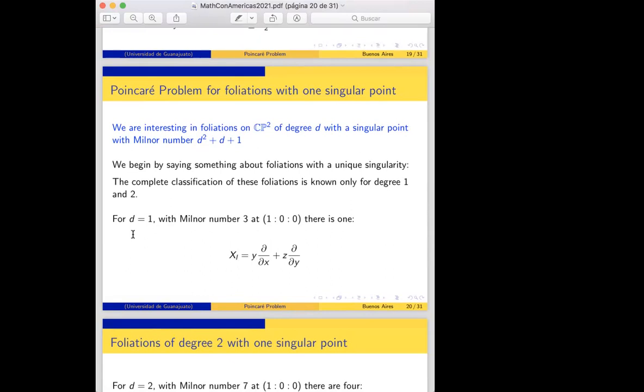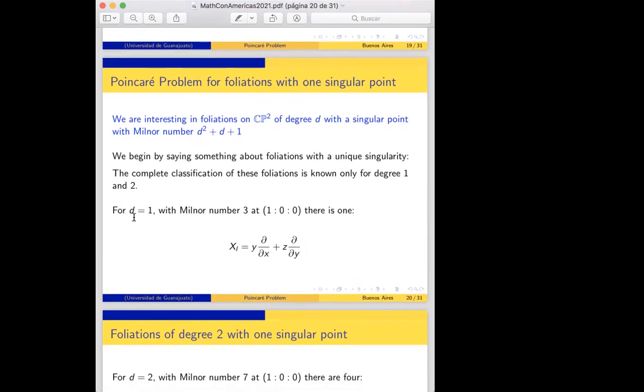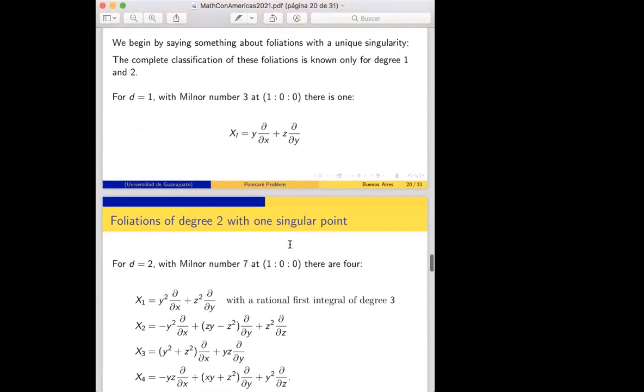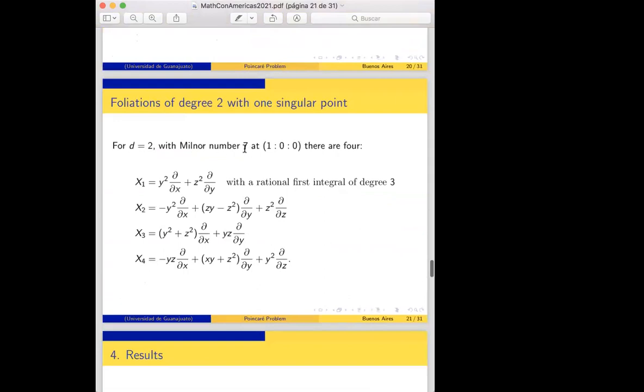For degree 1, we have Milnor number 3, d squared plus d plus 1. And if we fix the point at [1:0:0], there is only one foliation with a unique singularity, only one up to change of coordinates. The foliation is x1, y in the direction of x plus c in the direction of y. This is for degree 1, just one foliation. For degree 2, we have Milnor number 7. And if we fix the point at [1:0:0], there are only 4 foliations with a unique singular point.